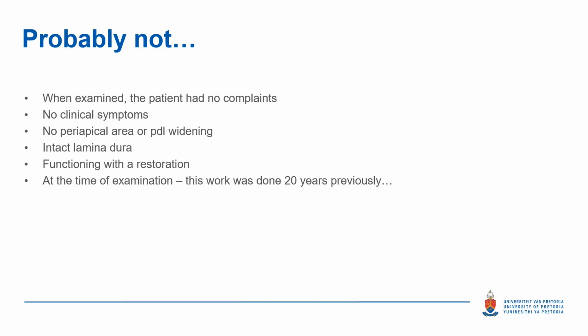Well, it's probably not a good root canal treatment, but when I examined this patient, the patient actually had no complaints. There was actually just a piece of the coronal restoration that had popped off, and it was sharp, and it was irritating the tongue a little bit, and they just really wanted a new filling. What we found is that there were no clinical symptoms on this tooth, so no periapical area, no periodontal ligament widening, the lamina dura was intact. It was functioning with the restoration until a small piece of it chipped off. And I want you to bear in mind that that root canal treatment was done 20 years previously, so it had really lasted quite a long time, and it was working. There was no problems with that endo.